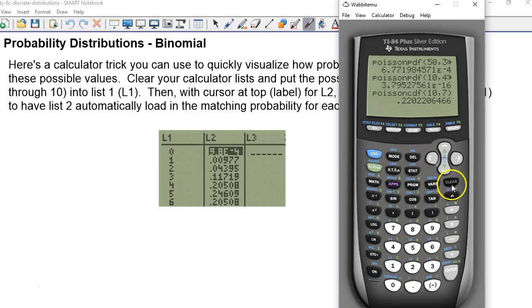First of all, we would want to clear out our lists because we're going to use the lists. A quick way to do that would be to press second, then the plus key to get the memory menu, and then scroll down to number 4, clear all lists, and hit enter. That will clear out the lists.